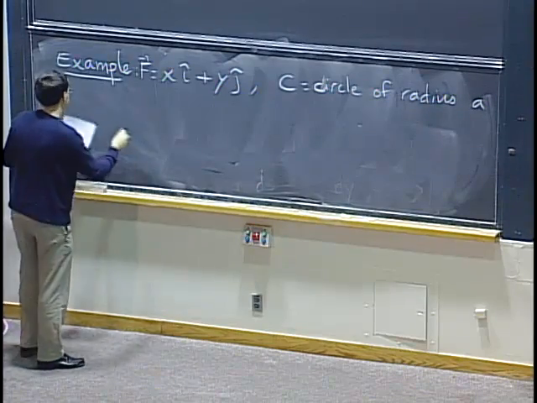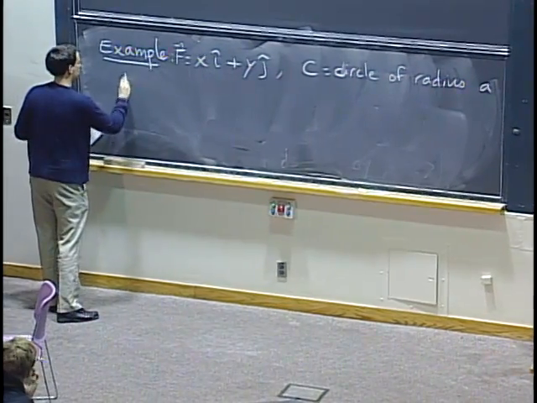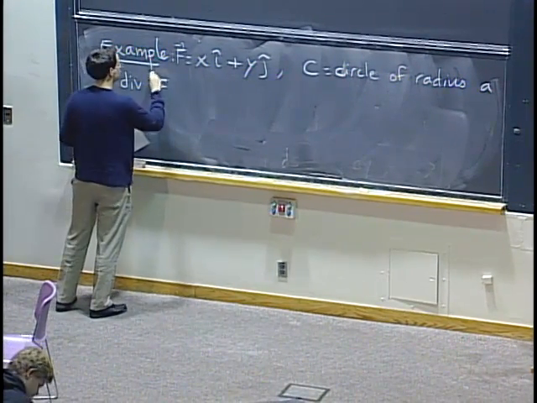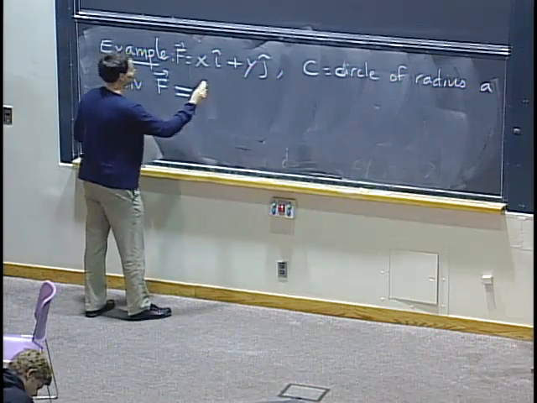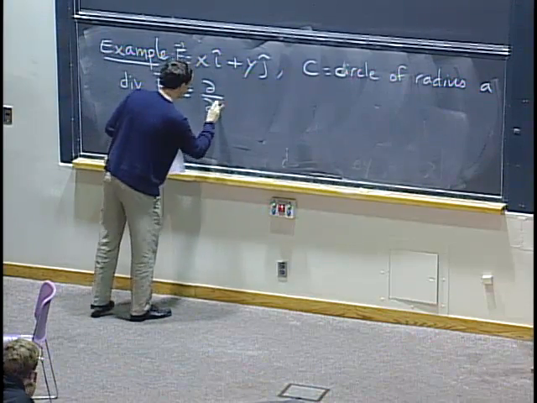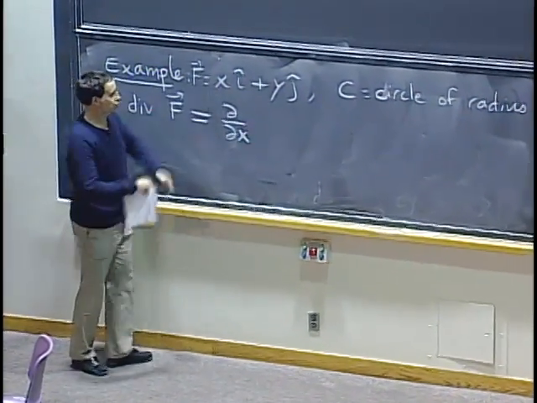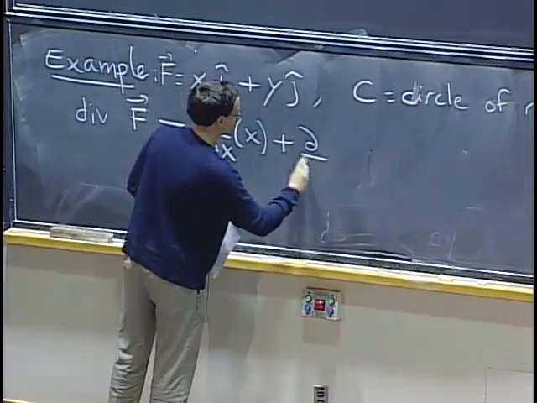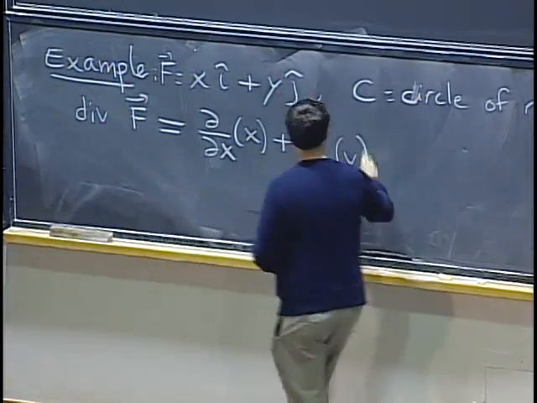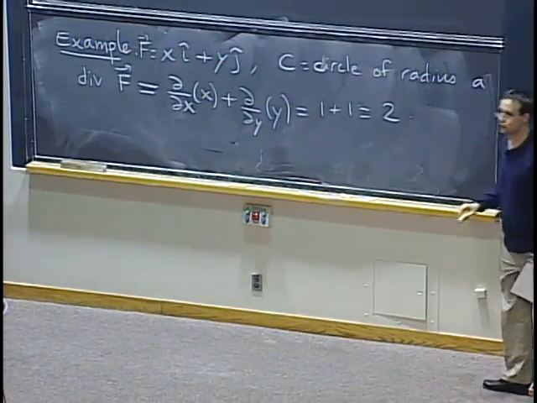Okay, so how do we set up Green's theorem? Well, let's first figure out the divergence of f. The divergence of this field: I take the x component, which is x, and I take its partial with respect to x. And then I do the same with the y component, and I will get 1 plus 1 equals 2. Okay, so the divergence of this field is 2.